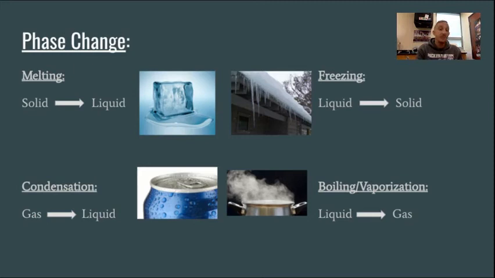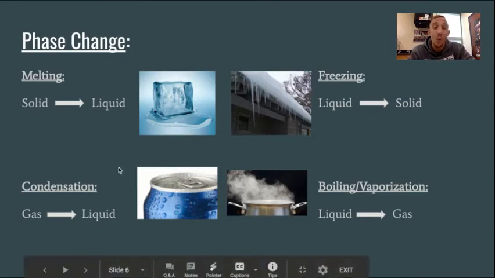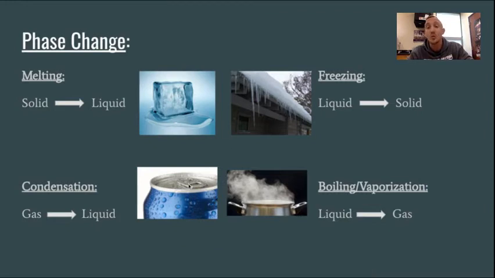Freezing is the opposite of melting. It's when a liquid goes to a solid. We take away heat, or subtract the heat, for that to happen. Condensation is when we go from a gas to a liquid, and that is also taking away heat. When a liquid goes to a gas, it's called boiling or vaporization, and we have to add heat. So melting and boiling or vaporizing are adding heat. Freezing and condensing are taking away heat. Write these down. If you need to pause the video, please do that now.